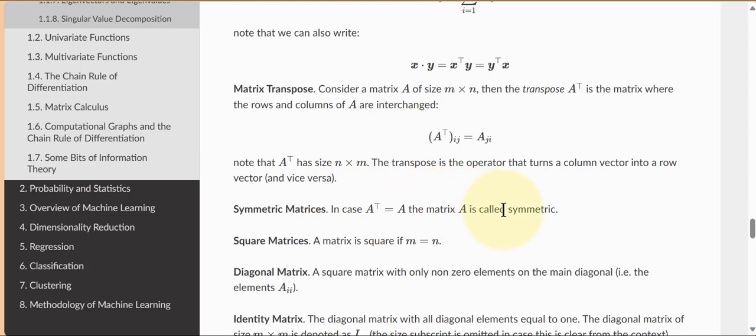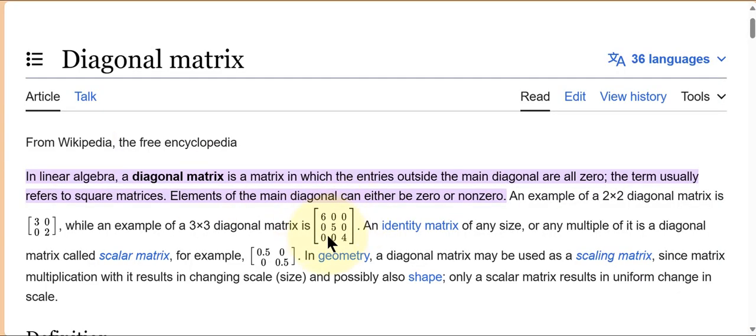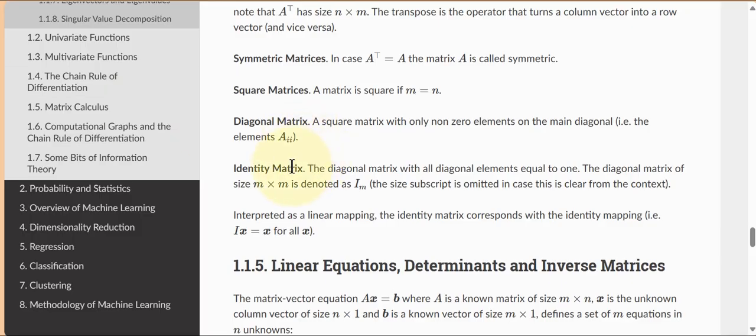Okay, so we have a symmetric matrix, and next we have a square matrix, and that's just a matrix where the number of rows equals the number of columns. And then we have something called a diagonal matrix. So here's an example of a diagonal matrix from Wikipedia. You can see that everything is zero except along the diagonal. And then we have the identity matrix, which actually is a diagonal matrix. It's the diagonal matrix with ones down the diagonal. All ones down the diagonal.